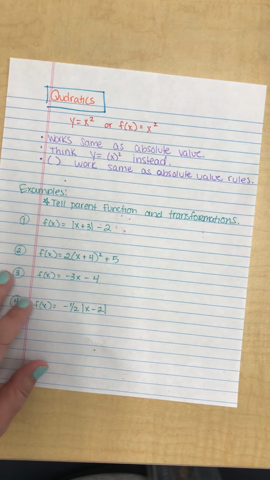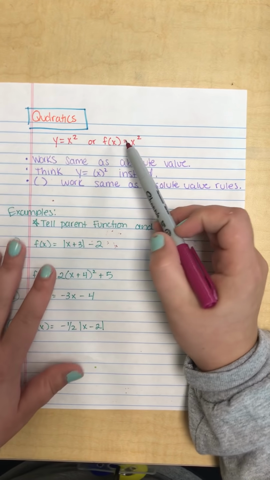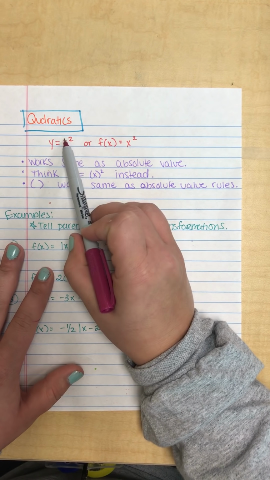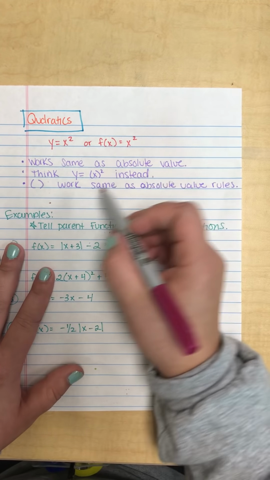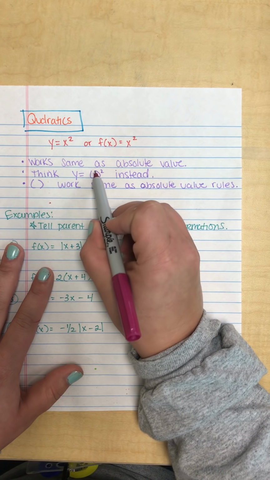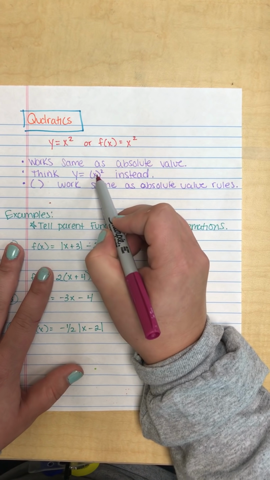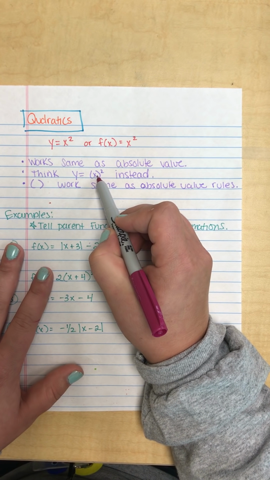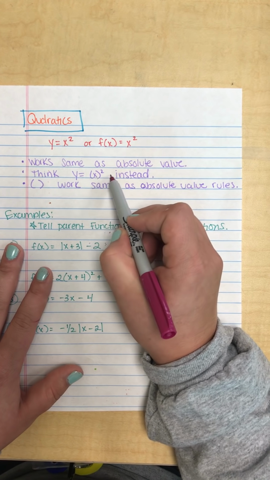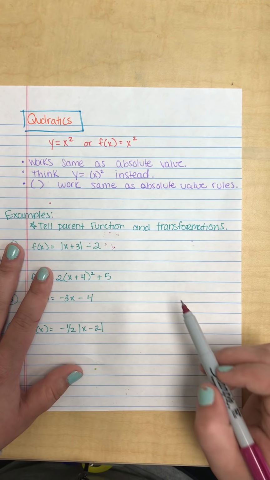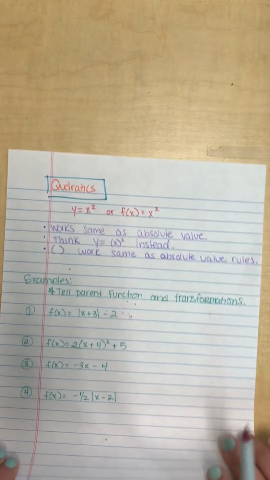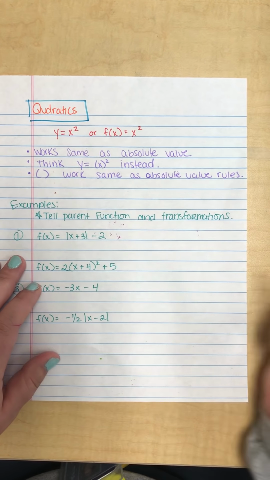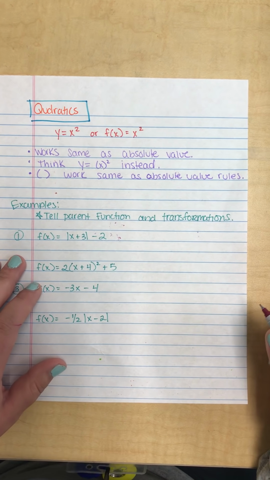All right, our quadratics work the exact same way. So we can think of y equals x squared as y equals an x in parentheses, and then we can add and subtract stuff inside the parentheses, which is going to move it left and right, and we can add stuff over here, which is going to move it up and down. Okay, so let's look at a few examples here. We're going to tell what the parent function is and then what direction it moves.